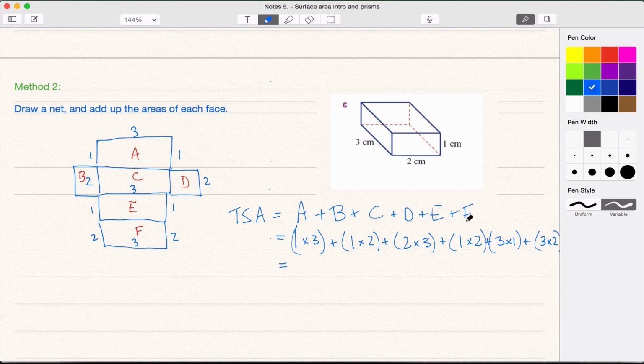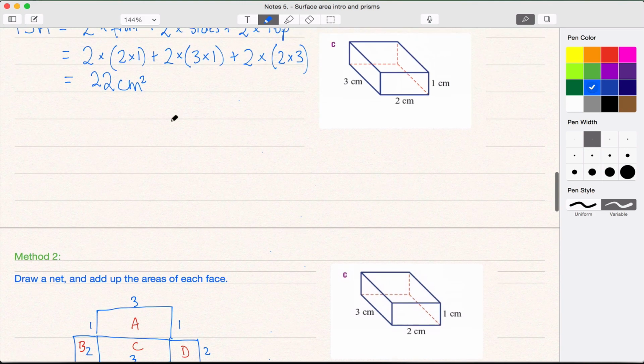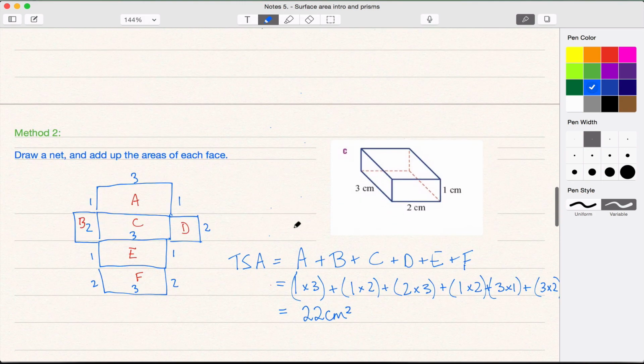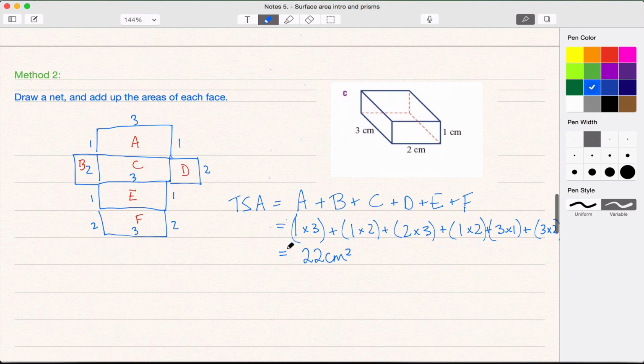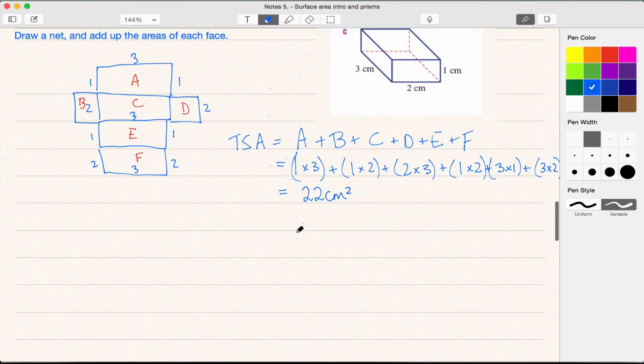Again, you don't have to have the brackets in there. I've just put them in there to help you see clearly what I'm talking about. When you work this one out, you end up with 22. It's still centimetres. Because we're doing total surface area, it's going to be square units, which is exactly the same solution we came up with up here, as you'd expect. Either method is fine.